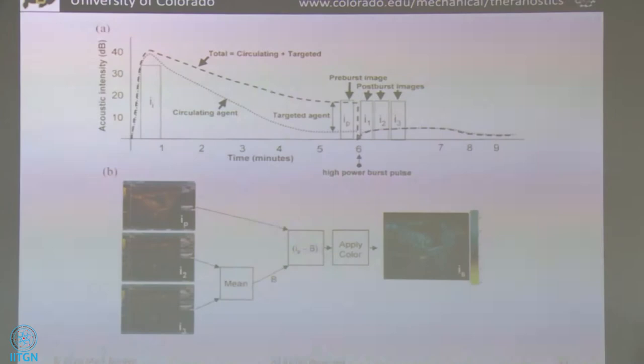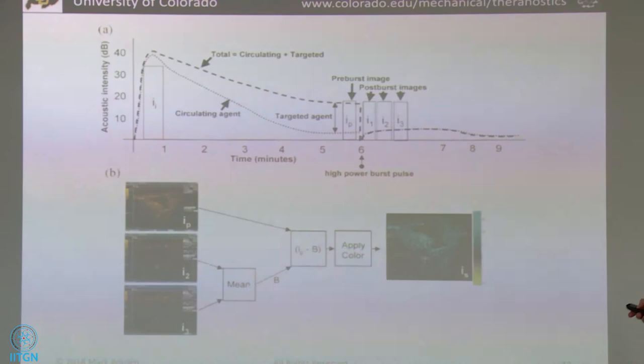And they're formed by drawing what's called a region of interest, just drawing a shape, an area in your image, and then determining the contrast intensity within that region of interest at each time point. Okay? So when you do the bubble injection, you get this increase in contrast acoustic intensity. Then it peaks at some point, and then it starts to decay because the contrast agent is being removed from the circulation.